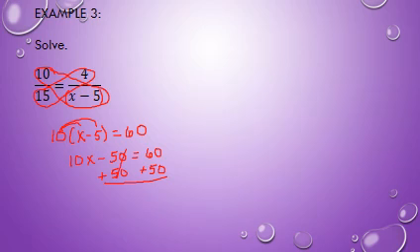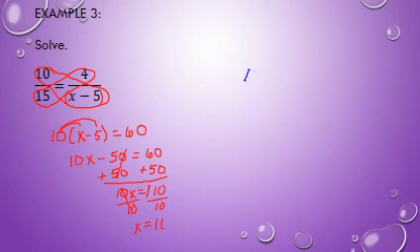Those are going to cancel out. Bring down the 10x equals 60 plus 50 gives us 110. Divide by 10 on both sides. Those cancel out, and x equals 11. Now, to check, this would probably be one that would be good to check here.